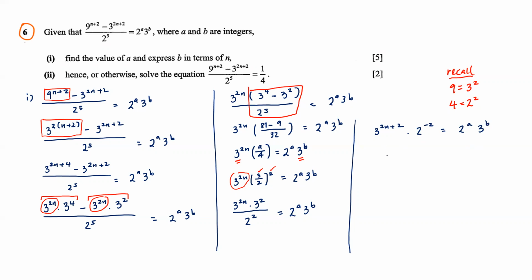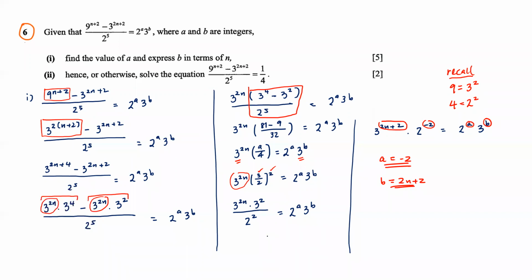All right. So I think we can do a comparison now. If you were to compare base 2, we would say that a equals to negative 2. So this is the answer. Okay, and how about b? The powers of base 3 would say that b is equal to 2n plus 2. So this is the second part. So this is the first 5 marks. This is for part 1.